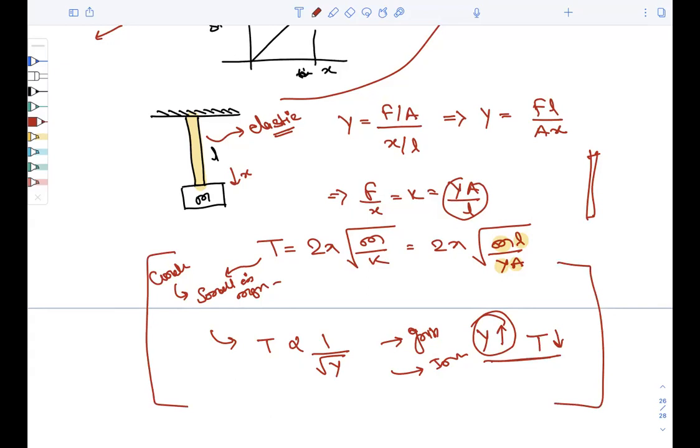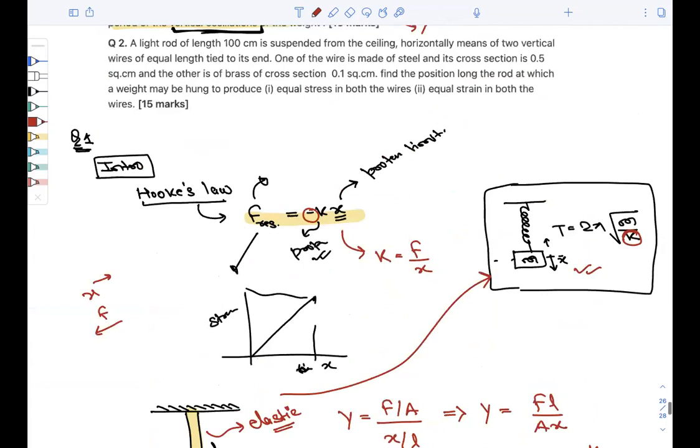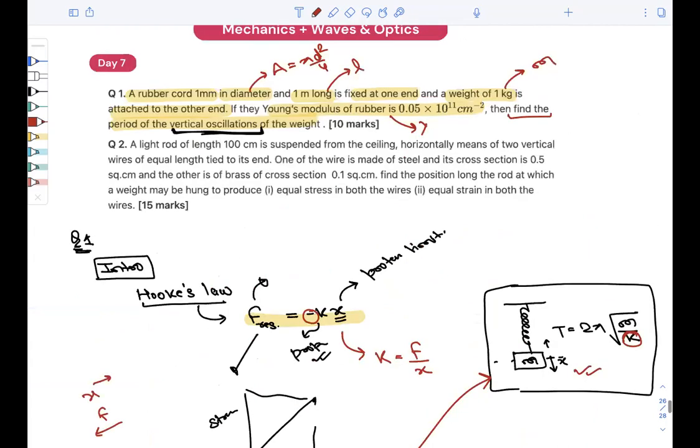T depends upon mass, length, area. That is not of much significance, because the selection of the material is the more important aspect in any design, right? Because according to your need, you can always adjust the geometry. So I think this variation of time period with the Young's modulus is more desirable to talk about in the conclusion, right? So that's all for the first question, and I guess it was an easy question.